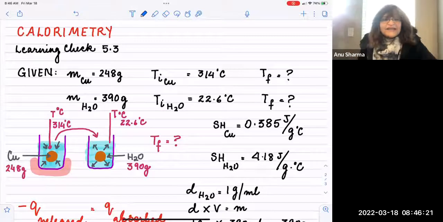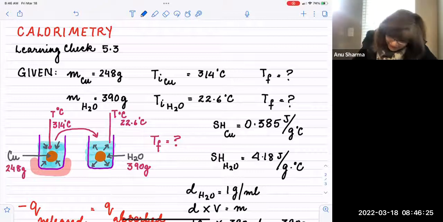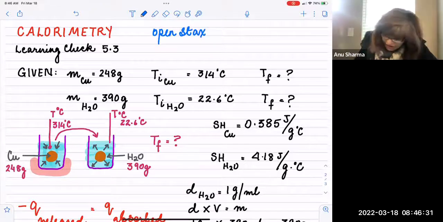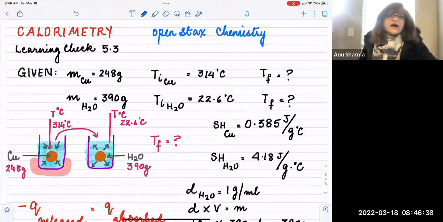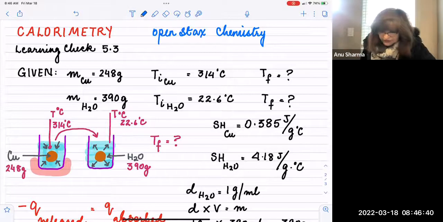Hi, guys. Okay, so now look at this next calorimetry problem, which is again from the OpenStax Chemistry textbook, second edition. And we are looking at the calorimetry problem 5.3 learning check. So here, it's a very interesting problem.